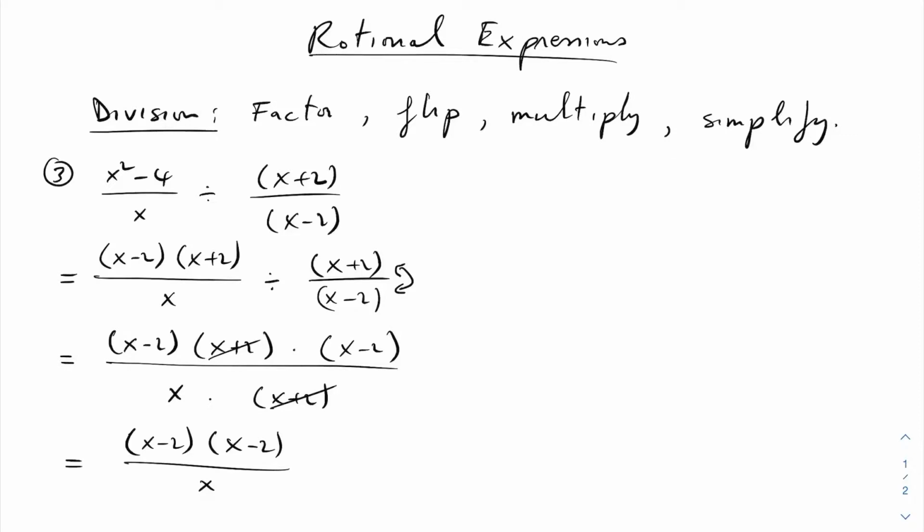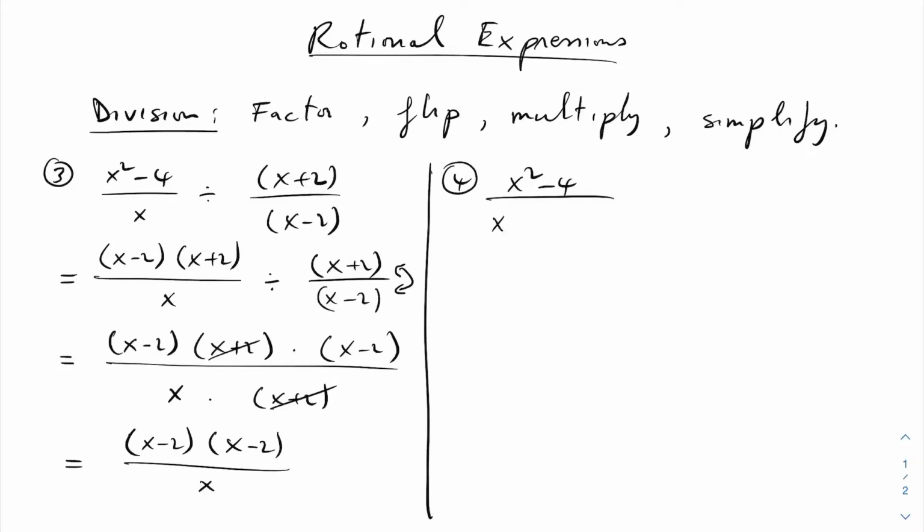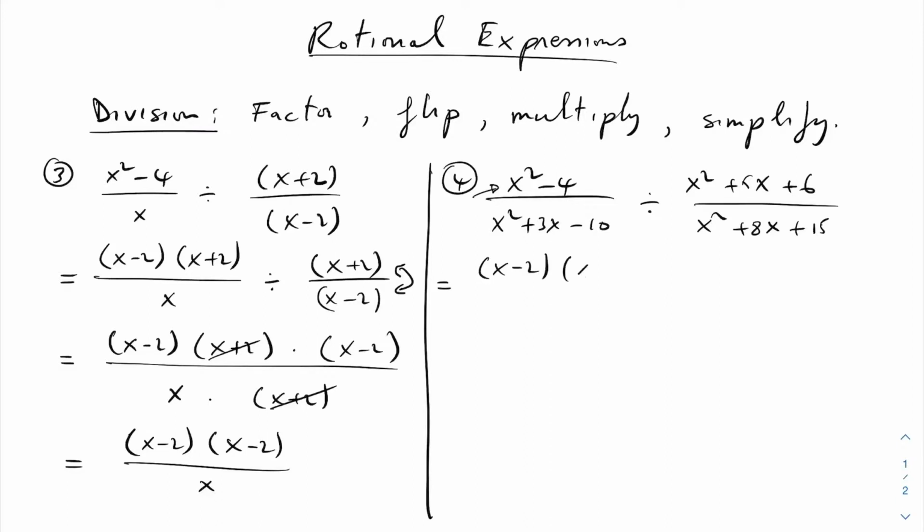Last example in this note, we're going to have x squared minus 4 divided by x squared plus 3x minus 10, altogether divided by another rational expression, x squared plus 5x plus 6 divided by x squared plus 8x plus 15. First step first, let's factor it out. So the first polynomial here is going to be a difference of squares, and so you're going to have x minus 2 multiplied by x plus 2.